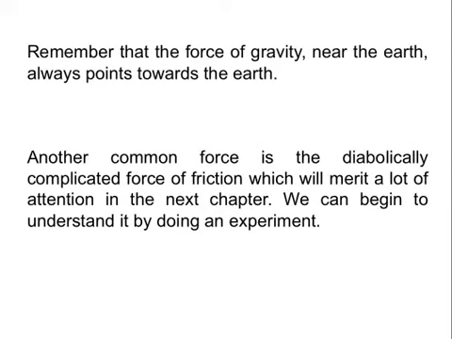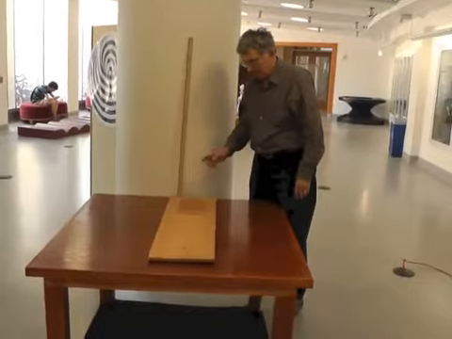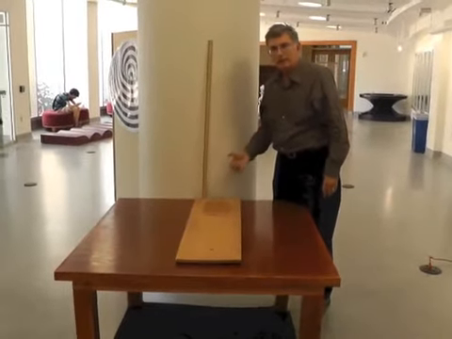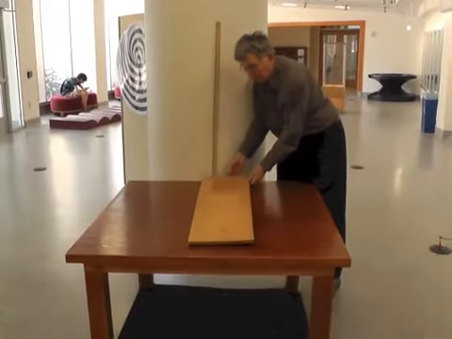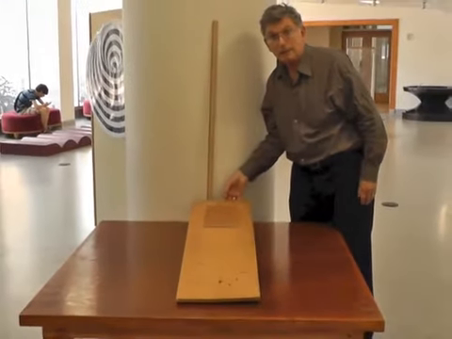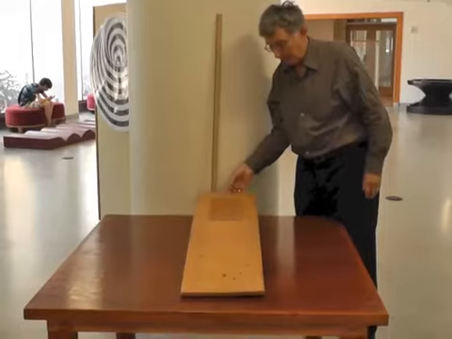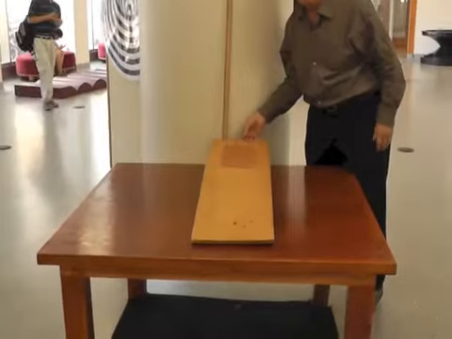Another common force is the diabolically complicated force of friction, which will merit a lot of attention in the next chapter. We can begin to understand it by doing an experiment. This is just a simple demonstration to show the force of friction. Right now, gravity is pulling straight down. The block is being held up by the board, which exerts a vertical force. If I start to lift this up, a component of gravity is now pulling the block down the plane. Something must be stopping it from going down the plane. There must be a force parallel to the board being exerted on the block. We call that the force of friction.